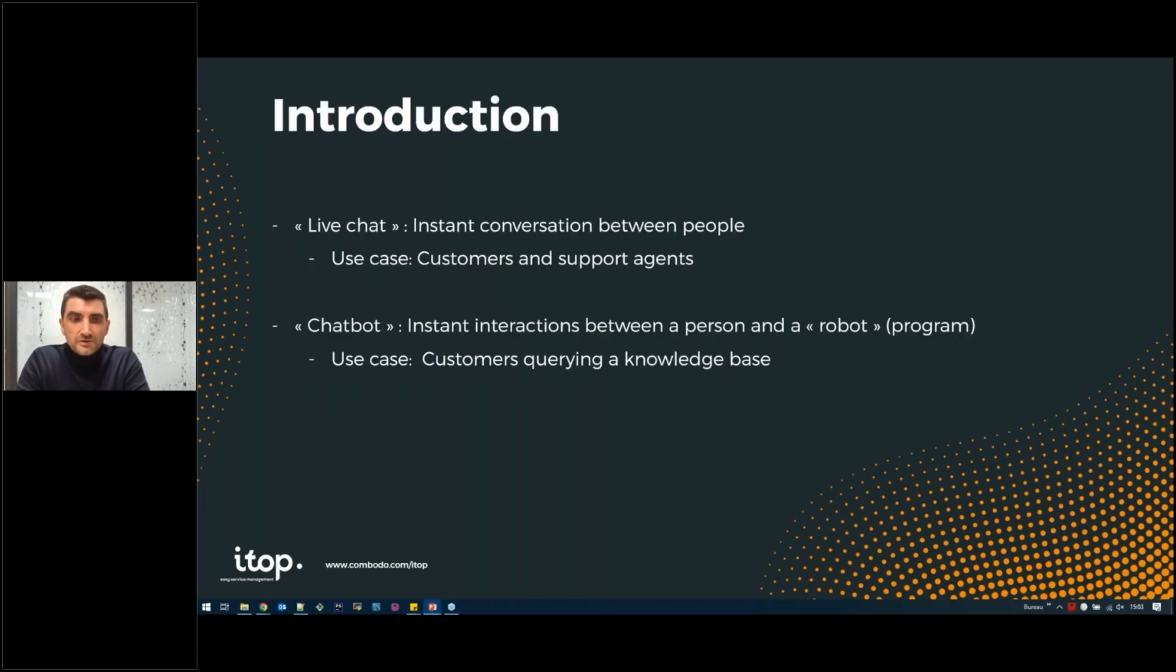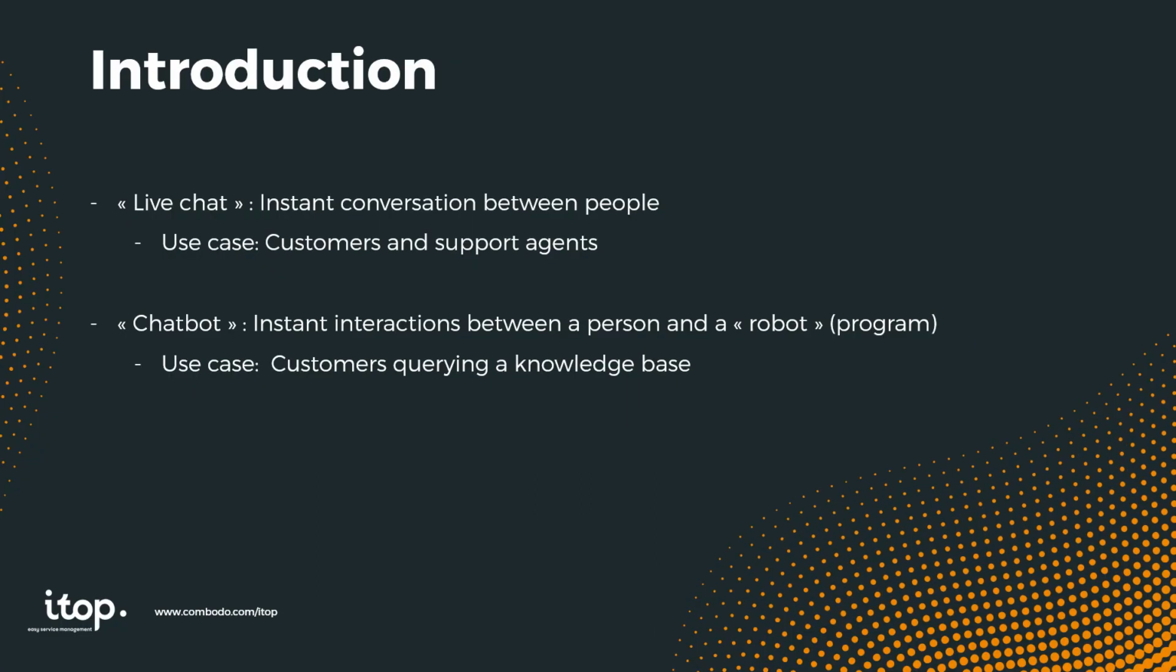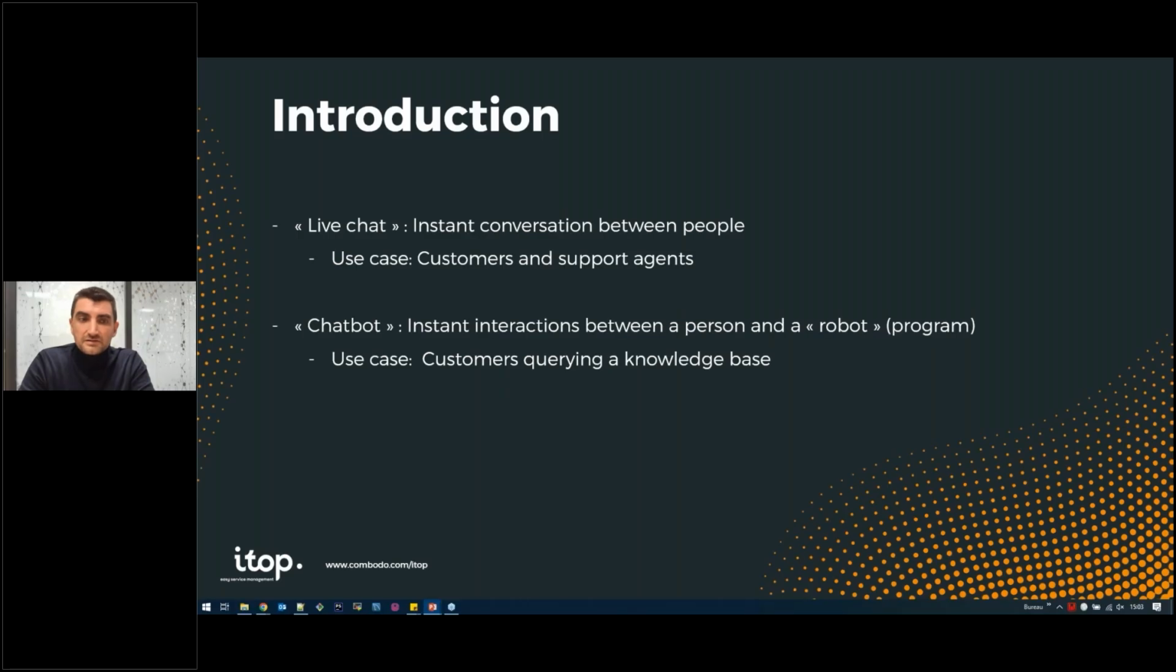So first, we have to define what we are talking about. There are two different types of chats on the internet. The live chat, which is an instant conversation between real people. Typically, this is when a customer and a support agent are talking via chat. And there is another approach, which is the chatbot. Chatbot is a bit different. It's an instant interaction, but between a person and a robot, a program. This is typically when you have to query a knowledge base or something like this. Today, we are going to talk about the first one, the live chat.